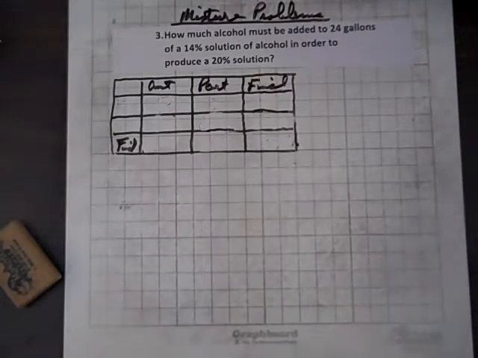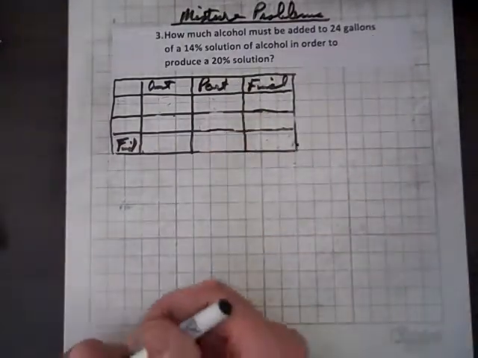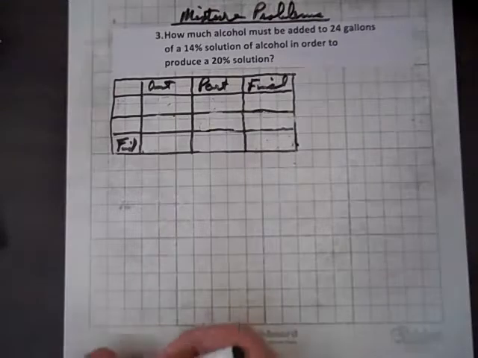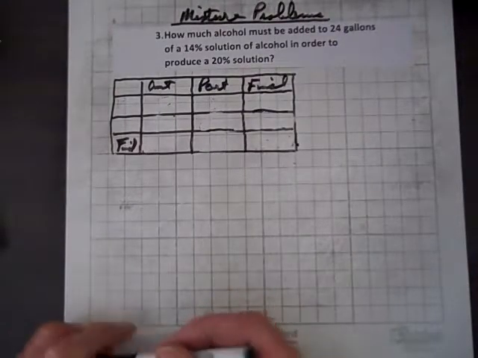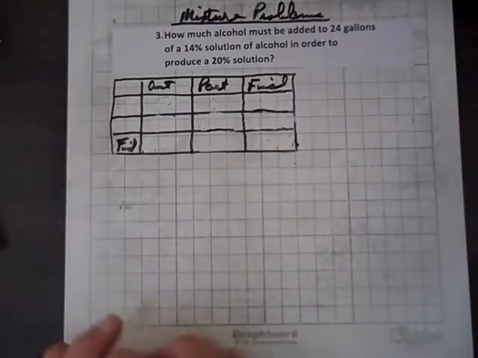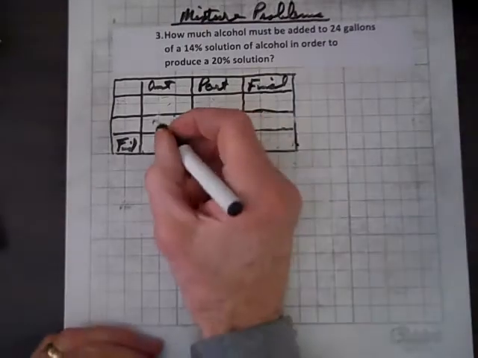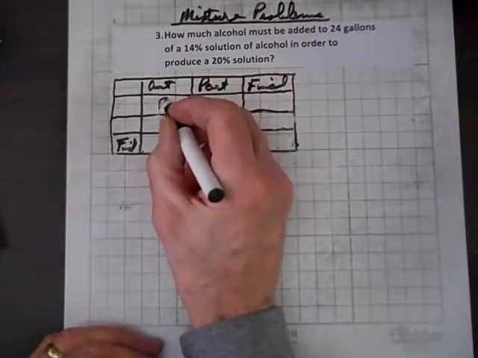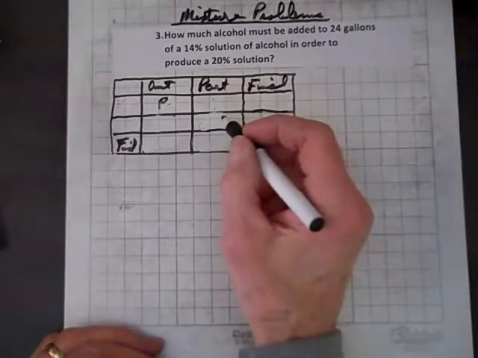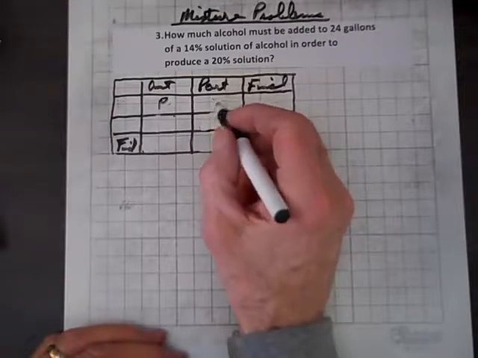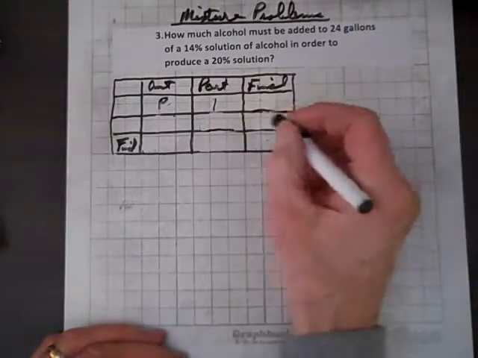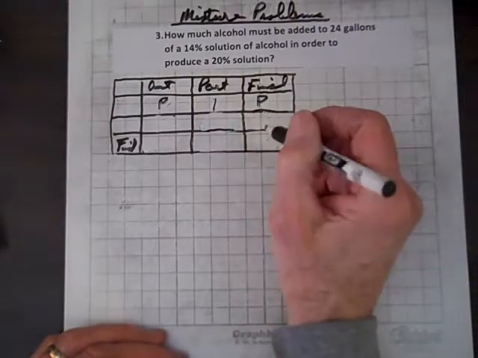Well, for our next mixture problem, we have: how much alcohol must be added to 24 gallons of 14% solution of alcohol in order to produce a 20% solution? Well, I don't know how much alcohol, so I'll just put P. And what part of pure alcohol is pure alcohol? Well, 100% or 1, and 1 times P is P.